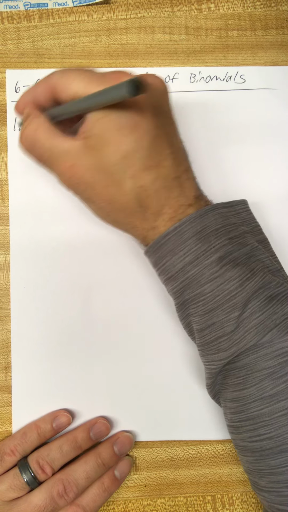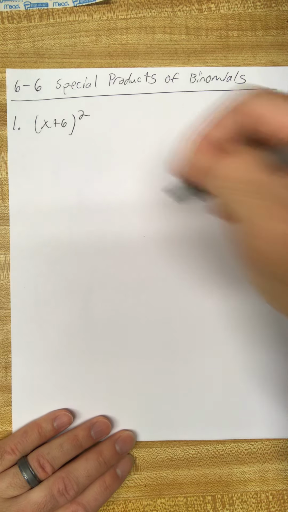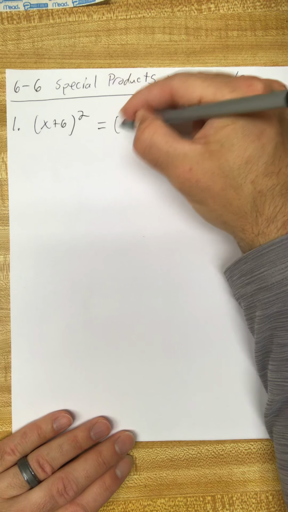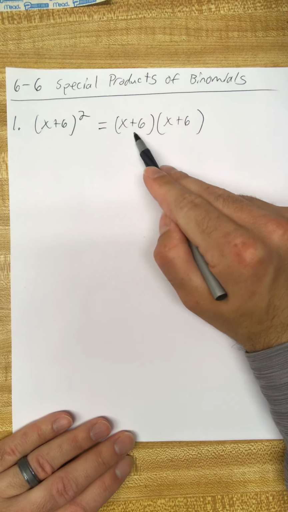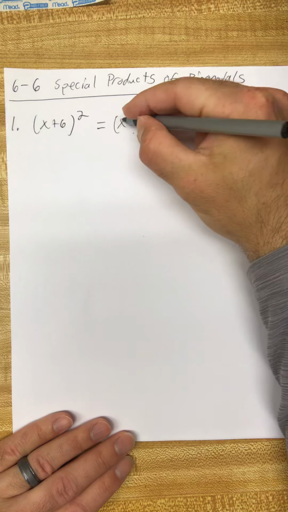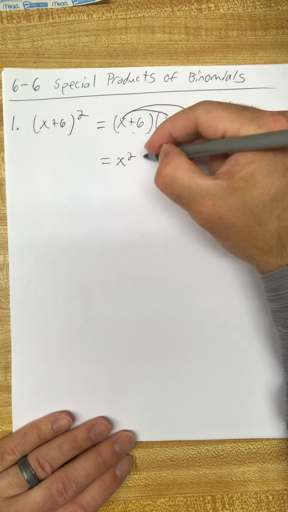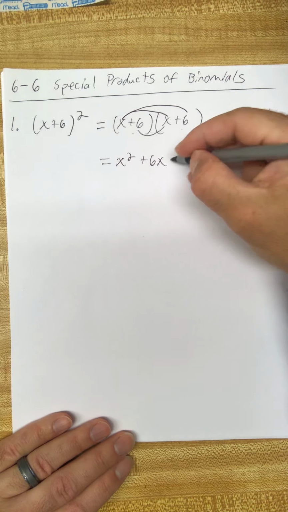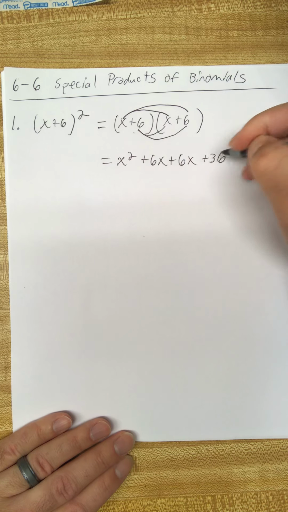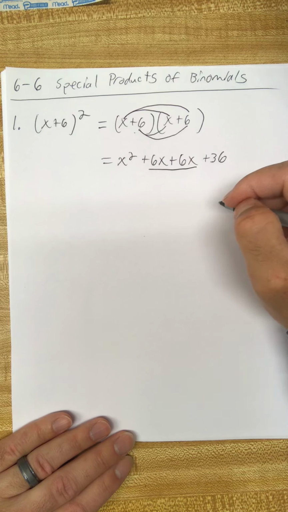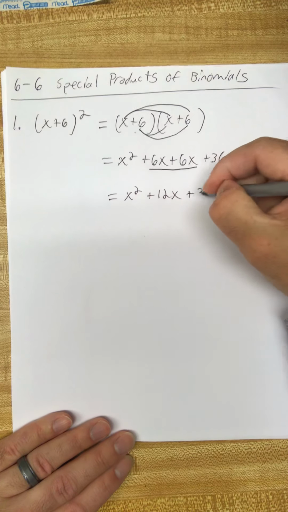But first up, when you get something like x plus 6 squared, when you have something squared, it means you're multiplying it by itself. So you have two x plus 6's in this case. So you have x plus 6 times x plus 6. You do x times x is x squared. X times 6 is 6x. Another 6 times x is another 6x. And then positive 6 times positive 6 is 36. Right there you have 6x and 6x is 12x plus 36.